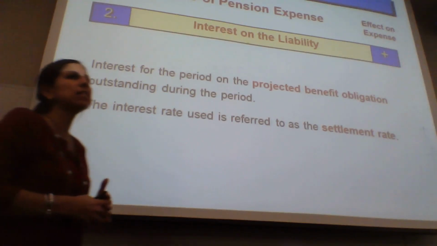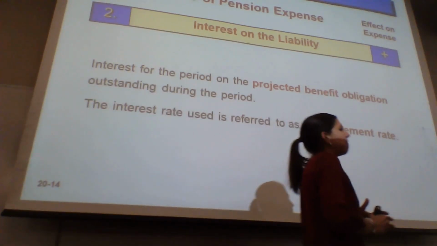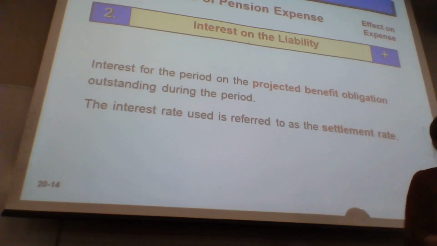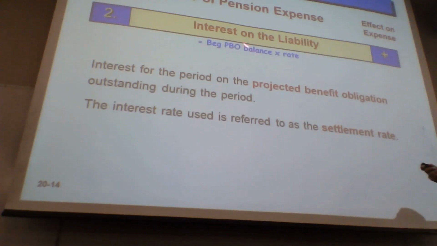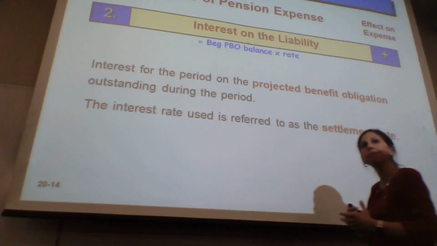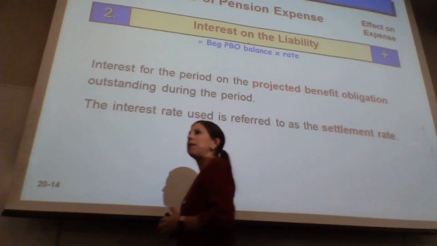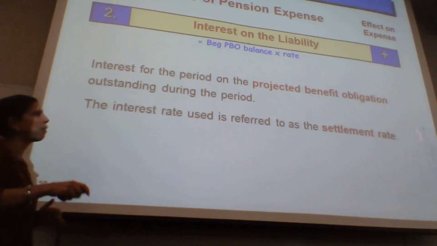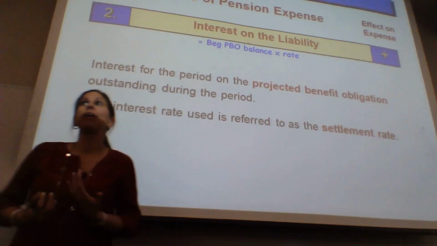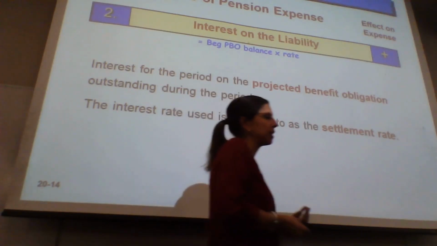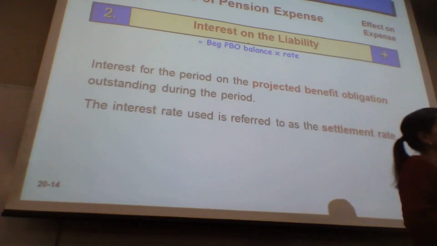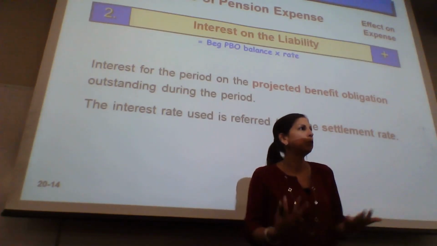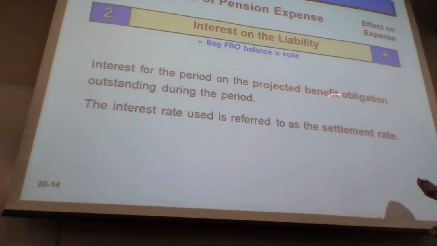Interest, again, this is based on the time value of money component. The FASB doesn't give an exact method of computing this interest, so the standard practice has been to simply take the beginning balance in the liability, the PBO, take whatever the beginning balance is of that obligation and multiply it times a rate called the settlement rate. The settlement rate is provided to us by the actuaries, okay? They make an estimation of if we had to settle this liability today, what would be the rate at which we would have to settle it, and that's their definition of the settlement rate.